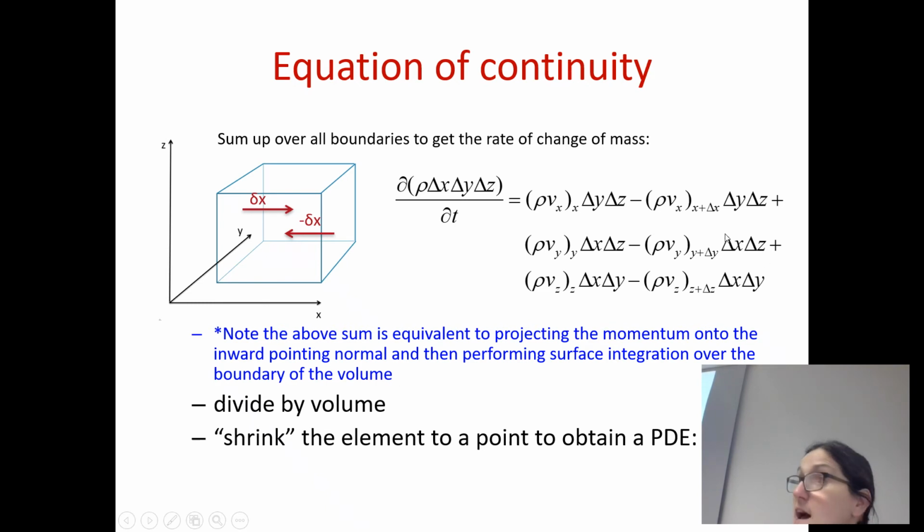So okay, now, can everybody write this down? And then divide by volume and send delta x, delta y, delta z to 0, please.